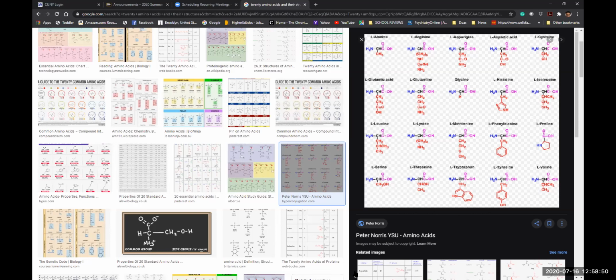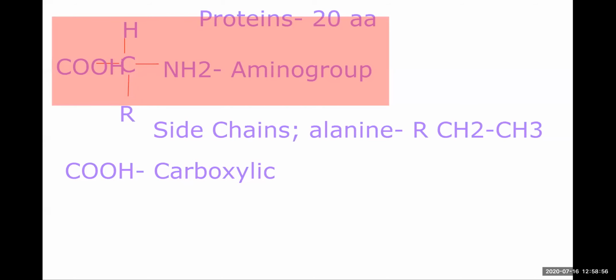So going back to my slides. Alanine is an amino acid where the side chain R is equal to CH3. I wrote CH2, CH3 here, but that's not right. The right R in the case of the amino acid alanine is CH3.